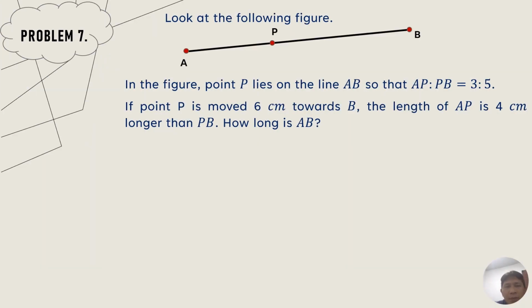Problem number 7. Look at the following figure. In the figure above, point P lies on the line AB, so that AP compared to PB equals 3:5. If point P is moved 6 centimeters towards B, the length of AP is 4 centimeters longer than PB. How long is AB? Okay.